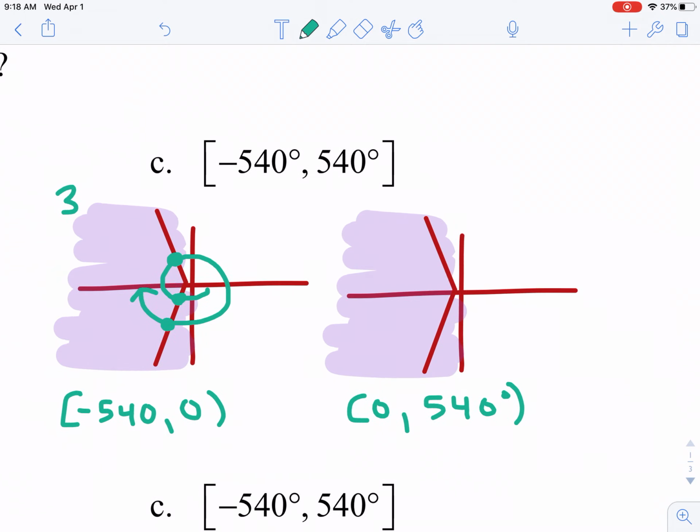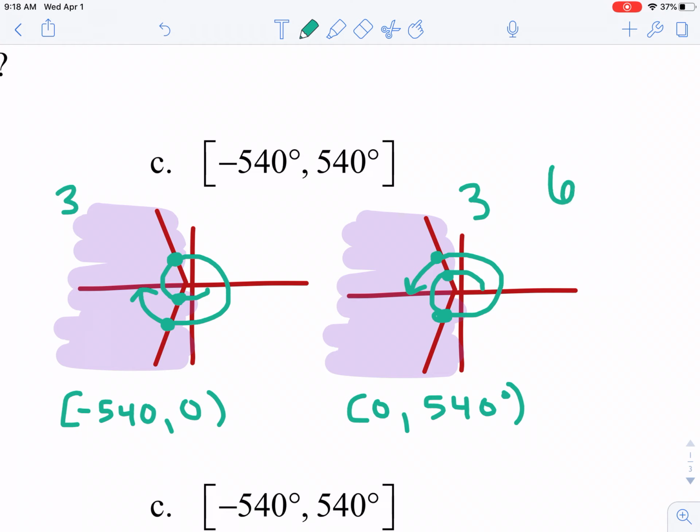And then I'm going to look from 0 to 540. So now I'm traveling in the positive direction. That's going to be a full 360 degrees, and then another 180. And so from this part of my interval, I have one solution in the third quadrant. And I have two solutions, two angles, in the second quadrant because we are actually hitting that angle twice, right? That coterminal angle. So there are three solutions from this part, three solutions from that part.